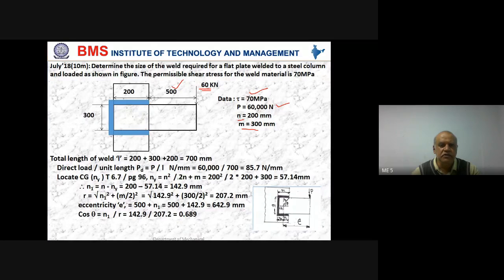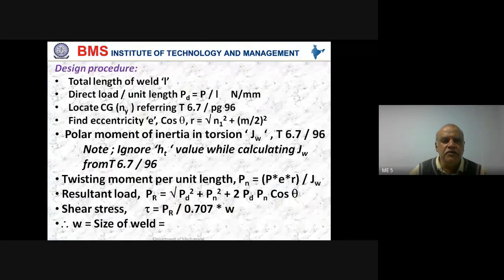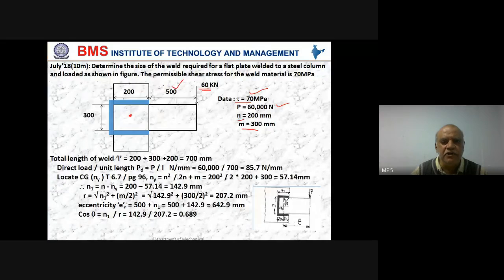Because of this transverse load, there is going to be rotation about the center of gravity. Therefore the stress induced is shear stress, 70 megapascal. Now, what is the first step that we need to take? The first step is to find the total length of the weld. That is N plus M plus N, that is 200 plus 300 plus 200. Put together, the total length of the weld is 700 millimeter.